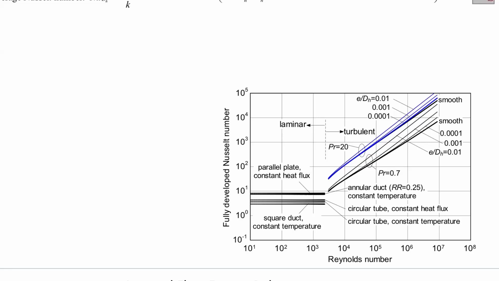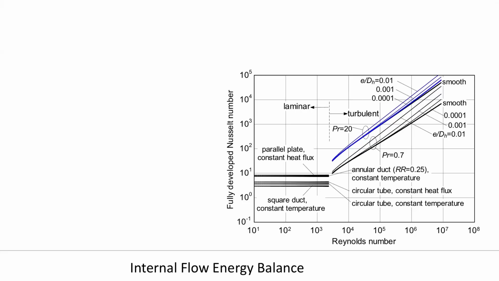A couple of things to think about here. One is kind of interesting. There is no dependence of Nusselt number on the Reynolds number in laminar flow. It's fully developed. It's not changing as a function of position. There is no dependence on Reynolds number until you get to the turbulent flow.